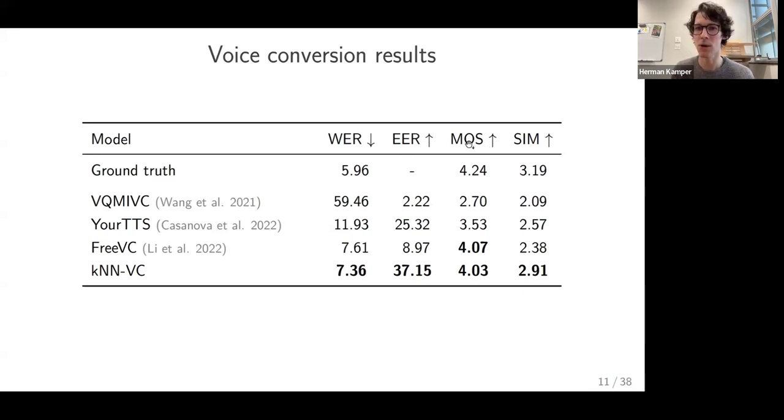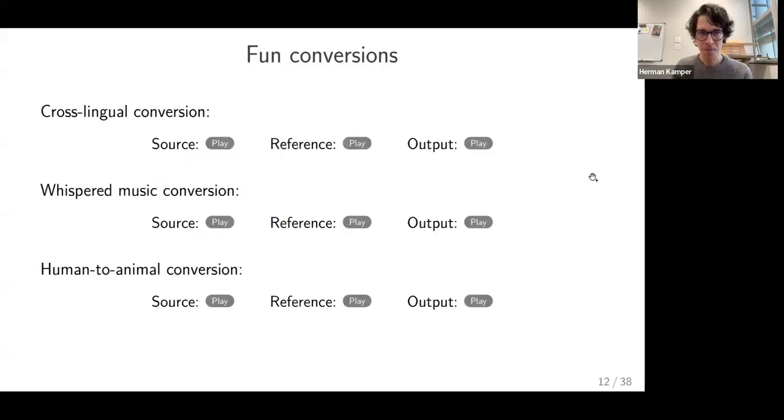So mean opinion score, you basically just play something to someone and ask them to rate on a scale from 1 to 5, how good does this sound? So this is very close to intelligibility as well. And then similarity is we play something and we ask how similar does this sound to the speaker that we want it to sound like, so the target speaker. And you can see that KNN-VC does really well on both the objective and the subjective evaluations.